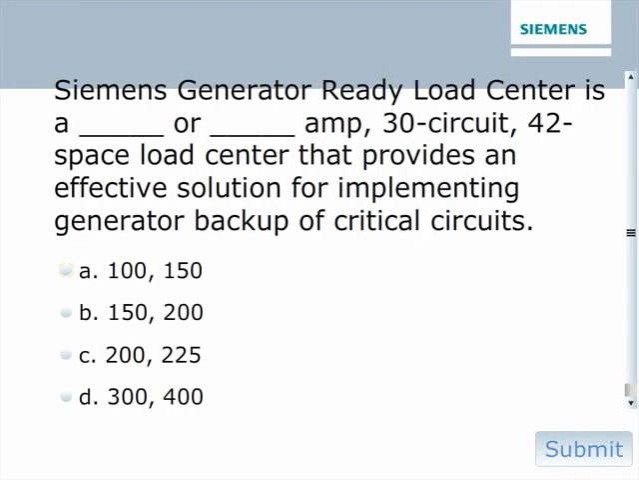Okay, last question. Siemens generator ready load center is a blank or blank amp 30 circuit 42 space load center that provides an effective solution for implementing generator backup of critical circuits. Is it A, 100 and 150, B, 150 and 200, C, 200 or 225, D, 300, 400?